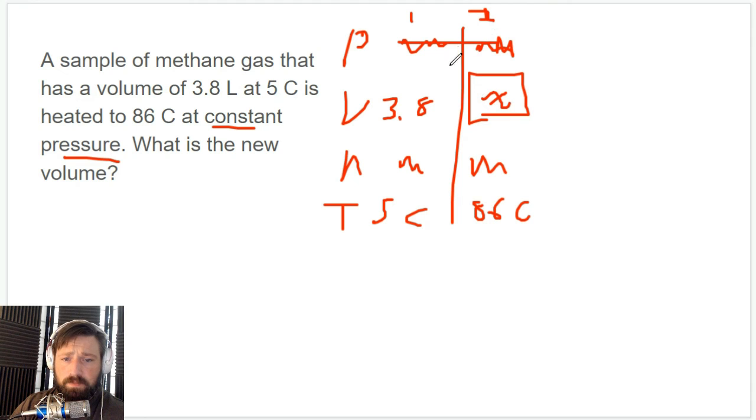This might be helpful, to make a little chart like this to help you organize the information that they gave you in the little story. Feel free to do this. It doesn't take you that long to do, and it can really help you identify what it is that you are looking for.